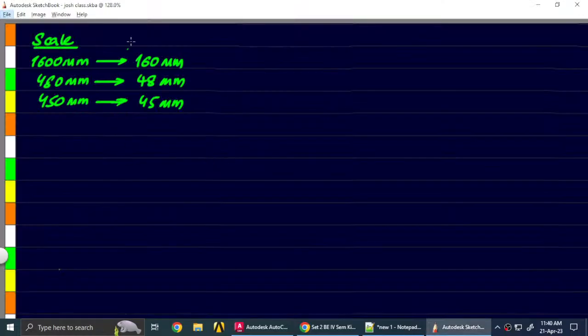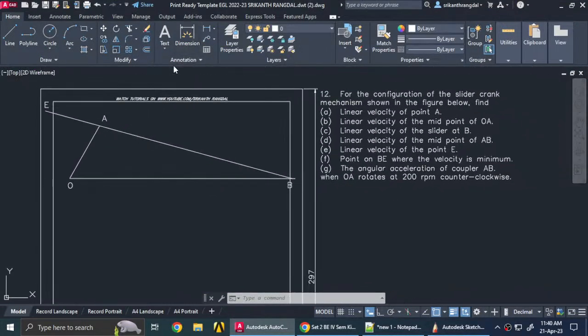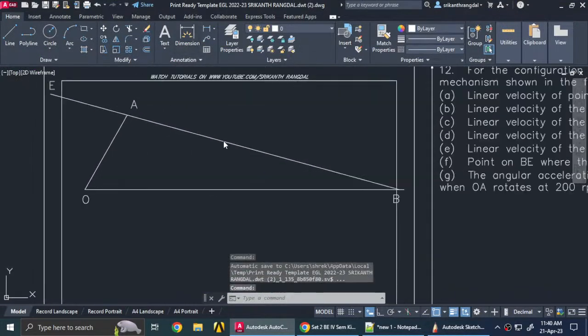Okay, so the scale is divided by 10 when you move from left to right. Same way, if you want to move from right to left, you will have to multiply by 10. So if you get a measurement on the diagram and you want to convert it into actual length, you will have to multiply by 10 instead of dividing it. So next, let's come back over here.